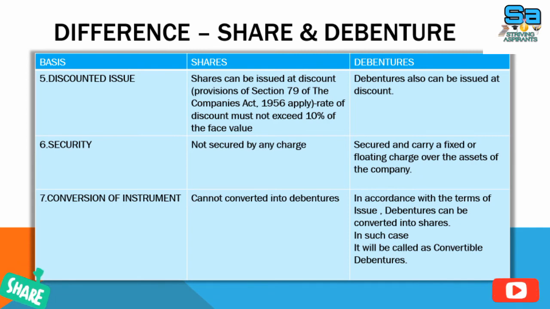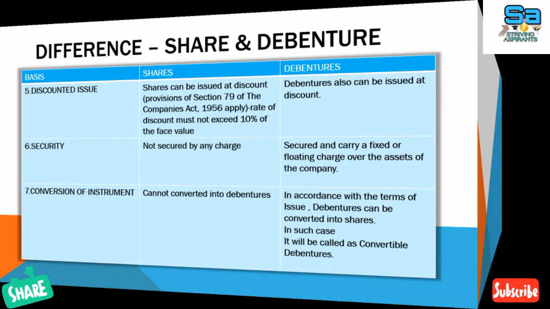And finally, the point is conversion of instrument. In the case of shares, it cannot be converted into debenture. But in the case of debenture, that can be converted into shares if such terms at the time of issue have been agreed in the contract, and in such case it is known as convertible debentures. So that's all about the main difference between share and a debenture.